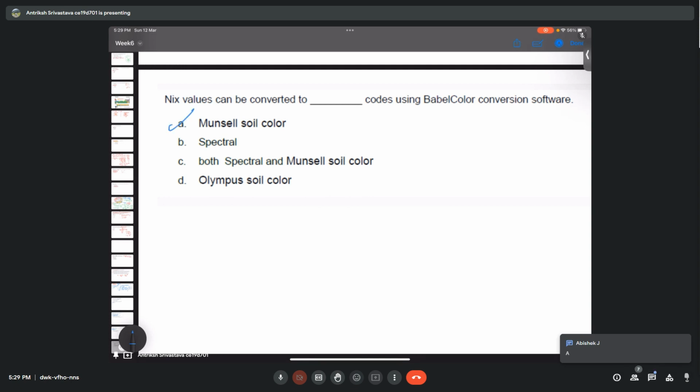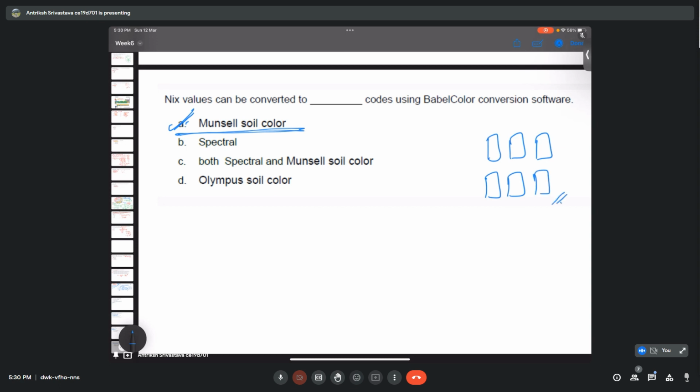A, correct. Because we just saw that to have a standardized thing, Nix color values were converted to Munsell soil color numbers for having a proper ambient-free and user-error-free classification. Still, users can cause error. That is not a question, but this is one of the ways to reduce the chance of error.